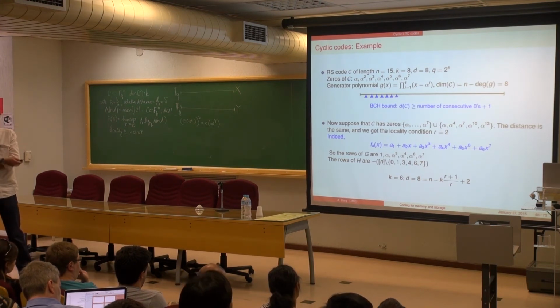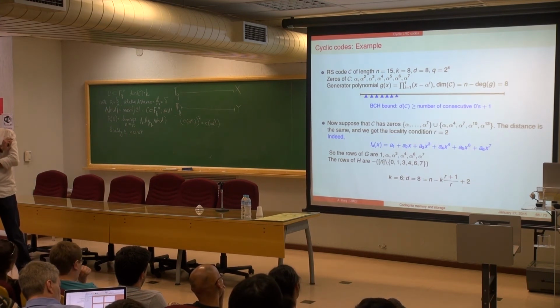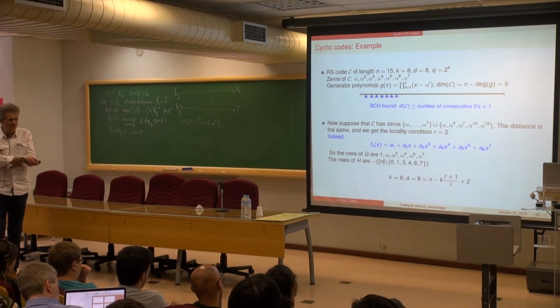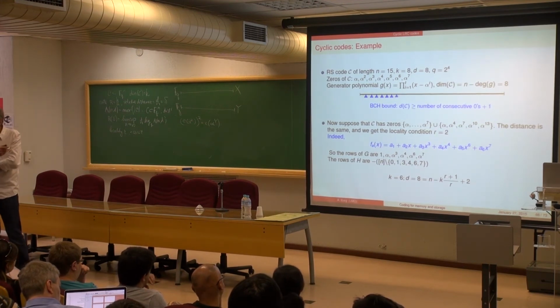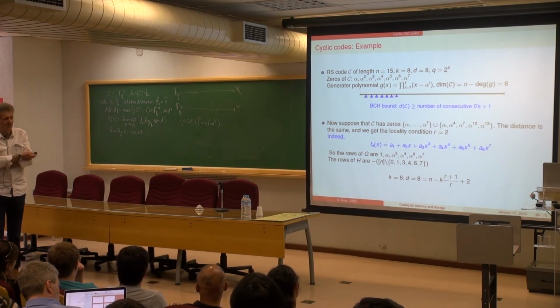But when we remember this new Singleton bound, we have to have something like this. So is it true that 8 is now n minus this new k, minus the floor of k divided by 2, plus 2? Well, yes, it is. So magic happens, it works. By adding these 2 zeros, we moved from an RS code to an RS code with locality. So that's how we describe cyclic codes in the example.